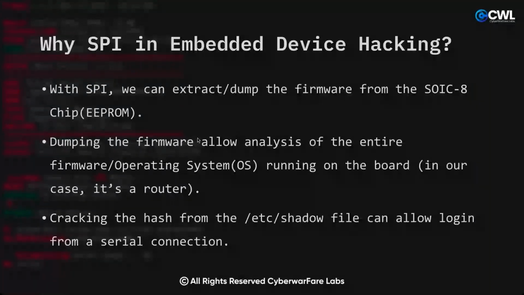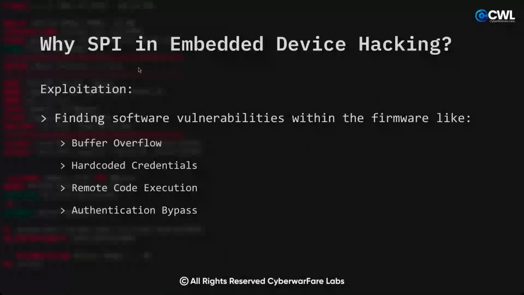Okay, so why SPI in embedded device hacking? As I mentioned, we can find software-based vulnerabilities like buffer overflow, off-by-one, hard-coded credentials, remote code execution, and authentication bypass, which allows bypassing the authentication of any embedded device. Either it is hosting a web server, or if we can find the etc password file, then yes, we can pass it through the serial connection.